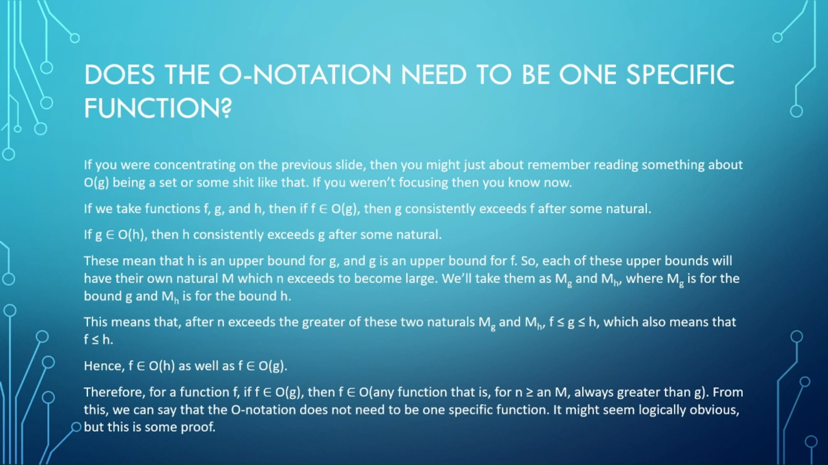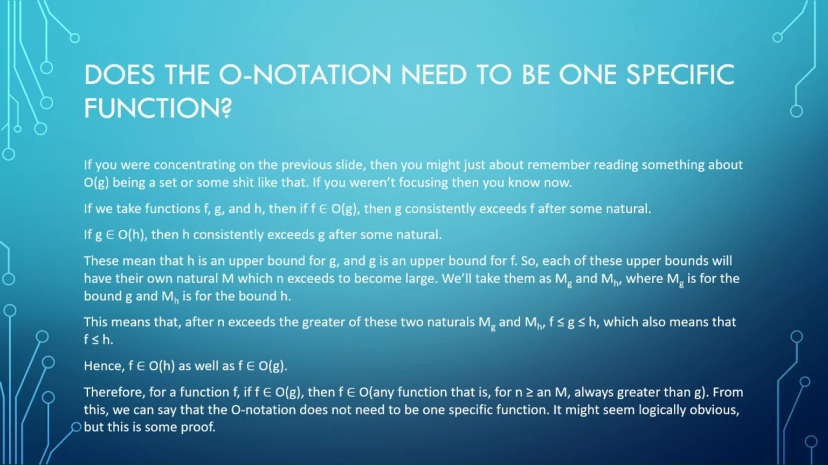So therefore, for a function f, if f is of order g, then f is also of order any function that is, for n greater than or equal to some natural, always greater than g. So from this we can say that the O notation does not need to be one specific function. Graphically it might seem a bit logically obvious, but here's some proof that we can use.